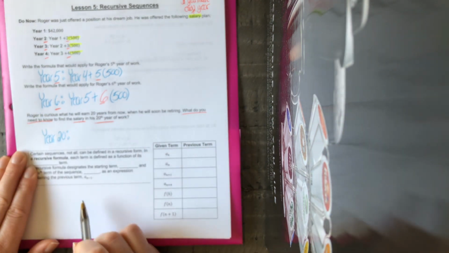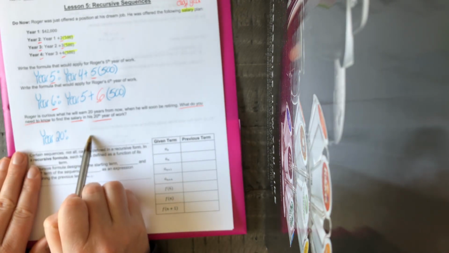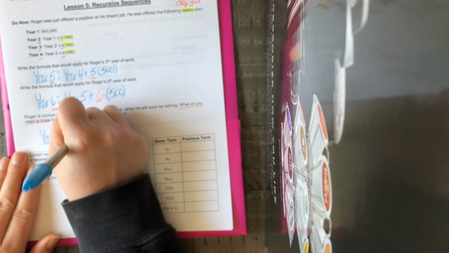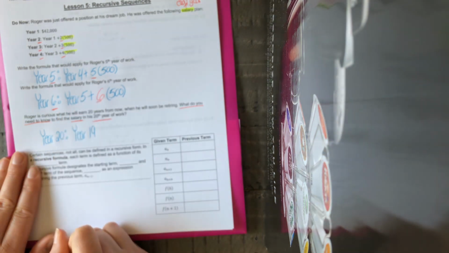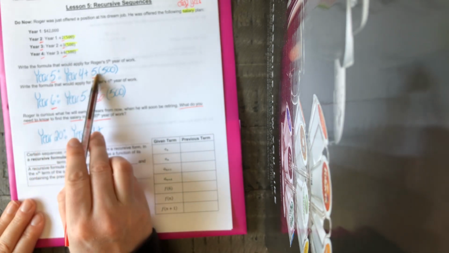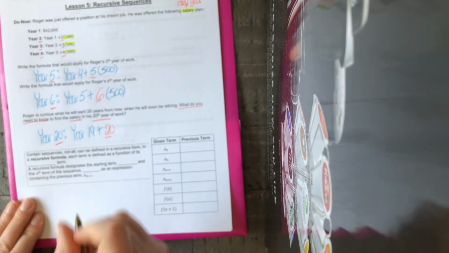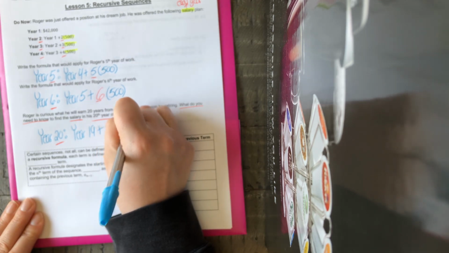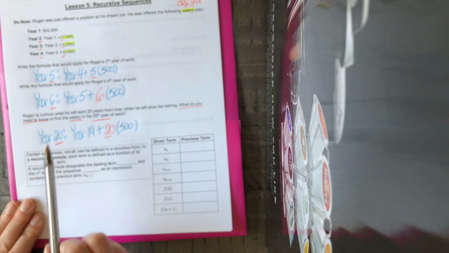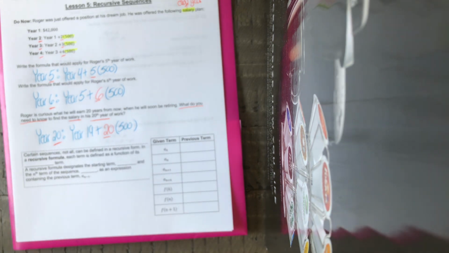And then just like we were using in the other equations, well, what comes before 20? 19. So I'd have to know year 19. And then in order to continue, I'd have to add, well, 6 went to 6, 5 went to 5, right? So I'm going to multiply by 20 because that's the number of the year. And then again, I'm going to include that 500 inside the parentheses because that's the number we've been using the whole time. So now I'm going to go back and just check.